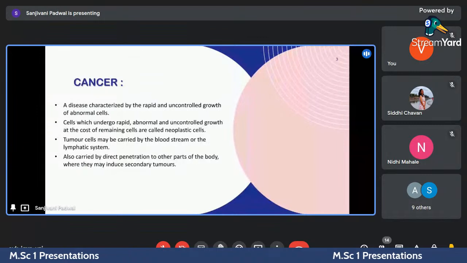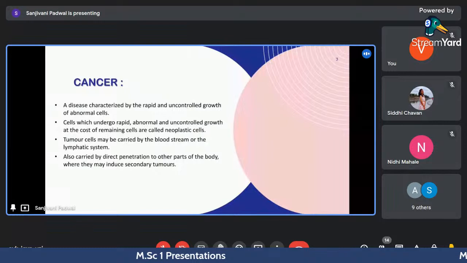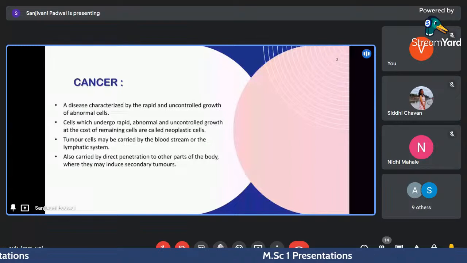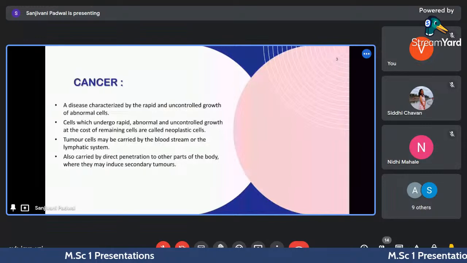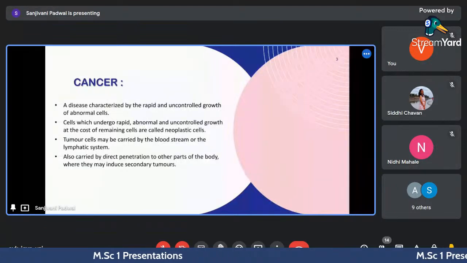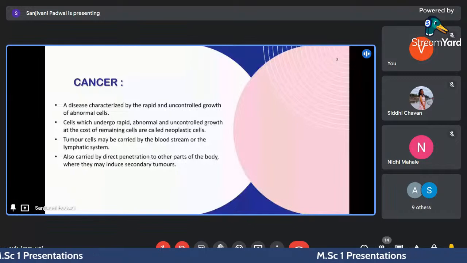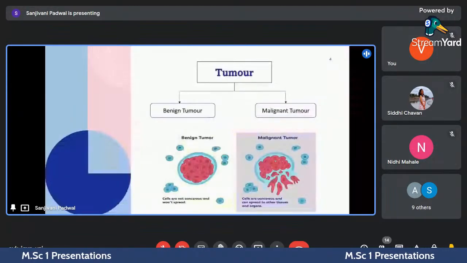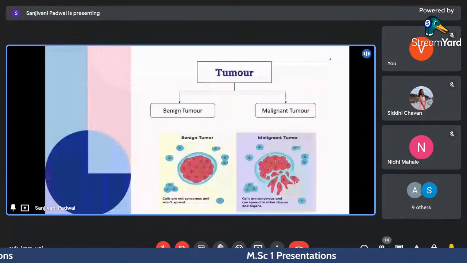In other words, a tumor is an abnormal mass of tissue resulting from uncontrolled division, that is cancer. Tumor cells may be carried by the bloodstream or the lymphatic system. They can also be carried by direct penetration to other parts of the body, where they may form secondary tumors. Most cancers form tumors, but not all tumors are cancerous. Tumors are classified into two types. First is benign tumors, and second is malignant tumors.